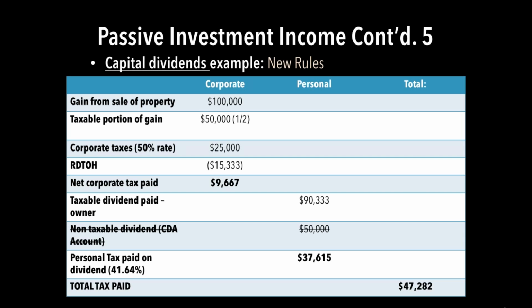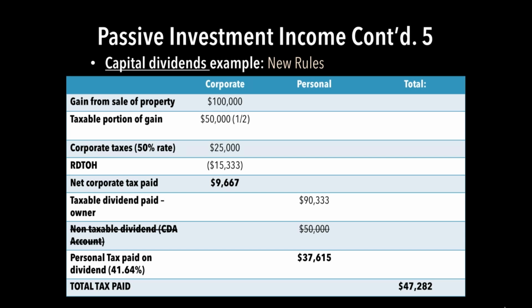Okay, let's look at the next slide. Exact same scenario as what I just explained to you. $100,000 gain, corporation pays $9,667, but now look, the personal tax has jumped up. It's $37,615. Why? It's because the dividend paid to the shareholder is now fully taxable, $90,333. This is because the government is proposing to eliminate the capital dividend account. So the total burden between personal and corporate comes to $47,000.